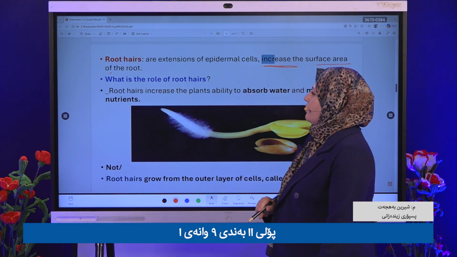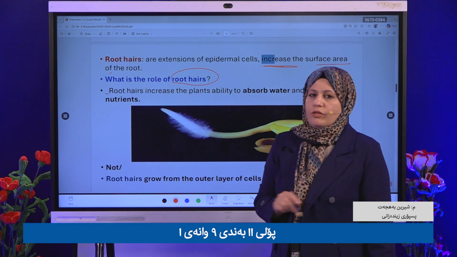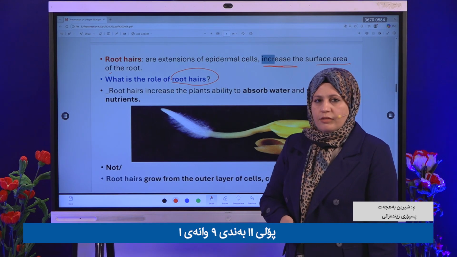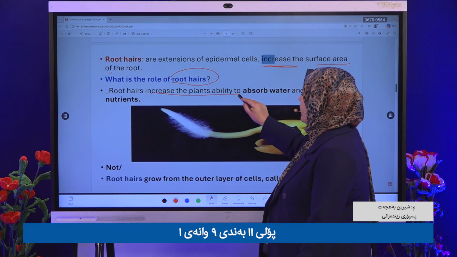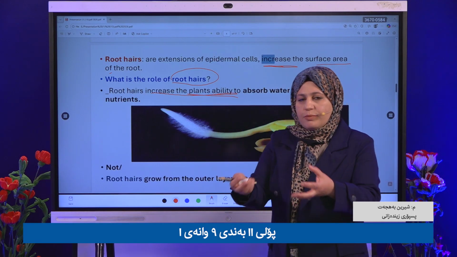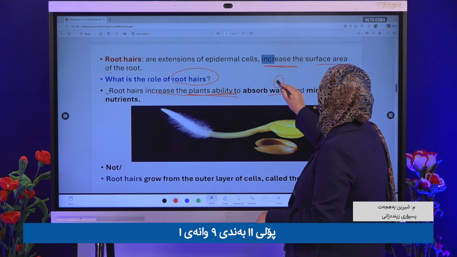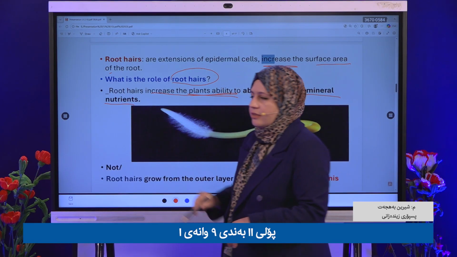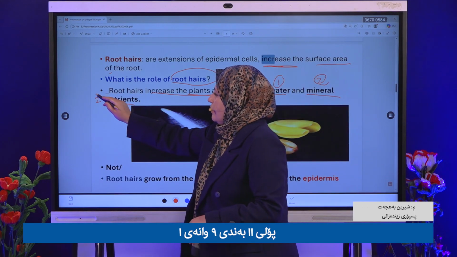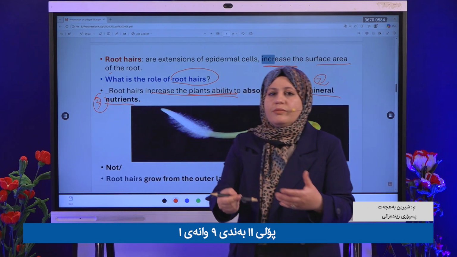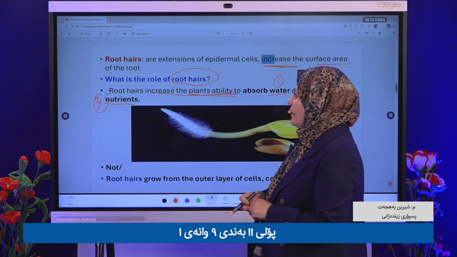What is the role of root hair? Or you can say, what is the function of root hair? Why is it present? Why should it grow? Root hair increases the plant's ability to absorb water and mineral nutrients from the soil. By who? By root hair.